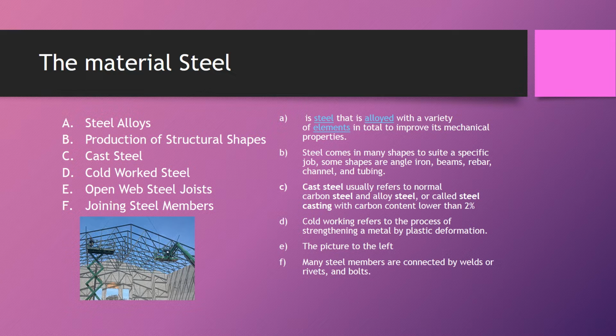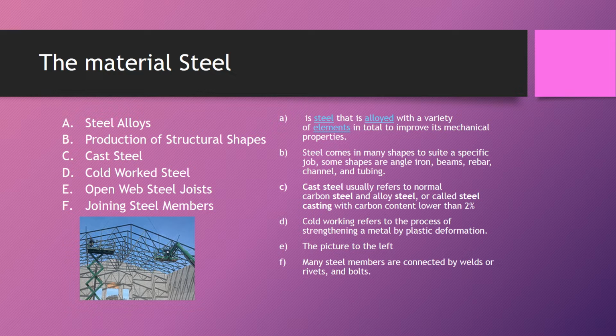Cast steel. Cast steel usually refers to normal carbon steel and alloy steel, or called steel casting, with carbon content lower than 2%. And then cold work steel. Cold working refers to the process of strengthening a metal by plastic deformation.